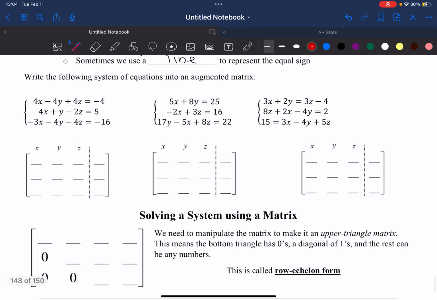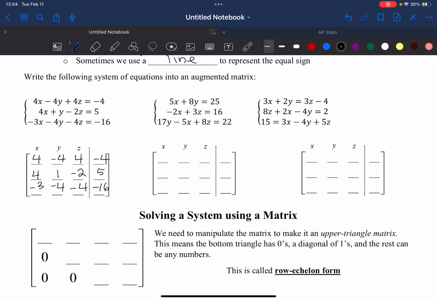In these next examples, we're just going to take our system of equations and put it into a matrix. Notice now we have z, so that means the first column is x, the second one is y, the third one is z, and the fourth one is after the equal sign. So for this one, we have 4, -4, 4, -4. Then we have 4, 1, -2, 5. And then -3, -4, -4, -16.